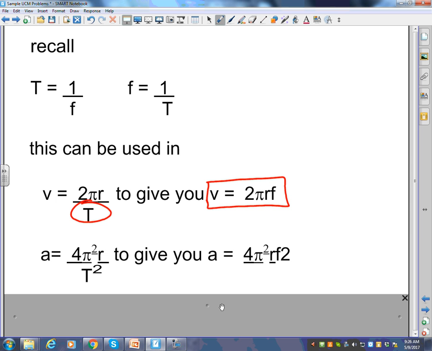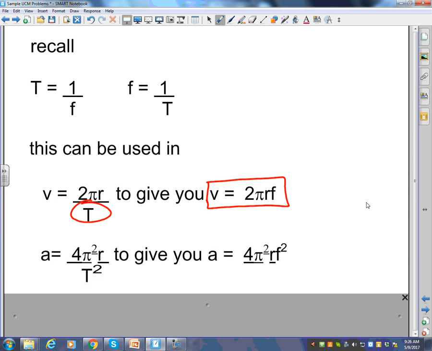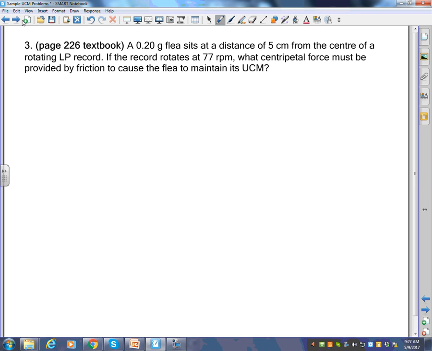And likewise, you can take a equals 4 pi squared r over T squared. The over T squared can be replaced with an f squared. That f there should be squared. So those are two, I wouldn't say new, but combination formulas that do appear in the textbook. The only reason I point them out is on the off chance that someone's looking for some extra help in the textbook and you're wondering what's going on. But you can always take frequency and turn it into period and then just use these two here if you want. Okay?